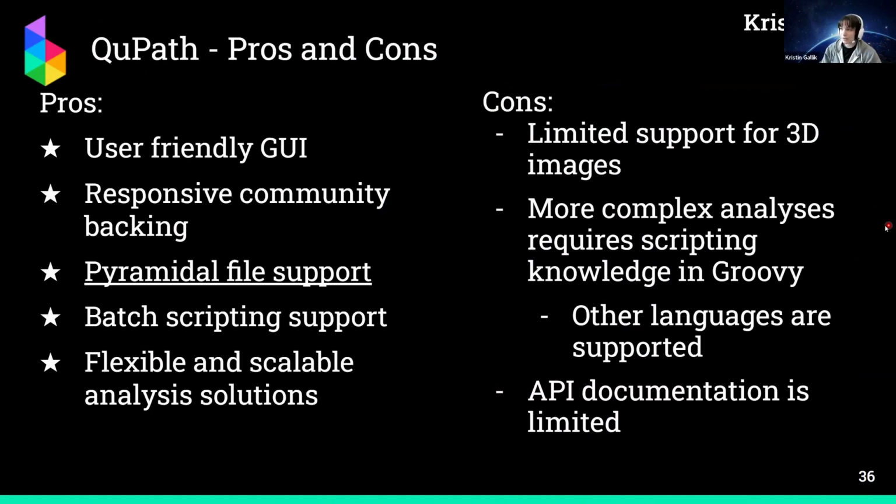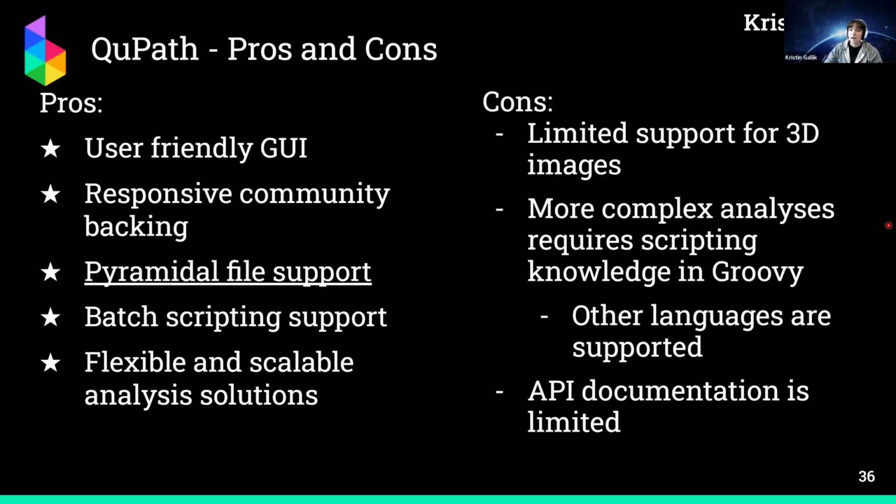So some quick pros and cons about using QuPath. With a little bit of a learning curve, overall the graphic user interface is pretty user-friendly. It has an incredibly responsive community backing. It also has that pyramidal file support, which I was mentioning earlier. You can easily set up batch scripting for analyzing lots and lots of images the same way at the same time. And it overall is pretty flexible and scalable as far as an analysis solution goes.